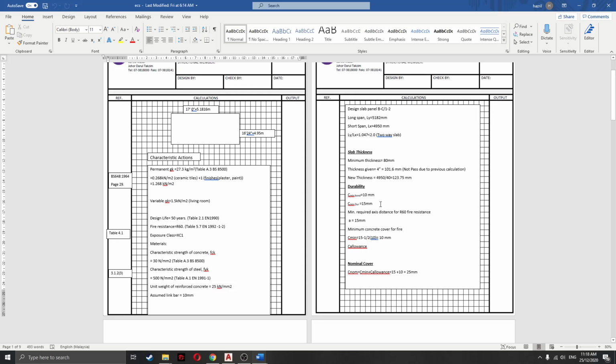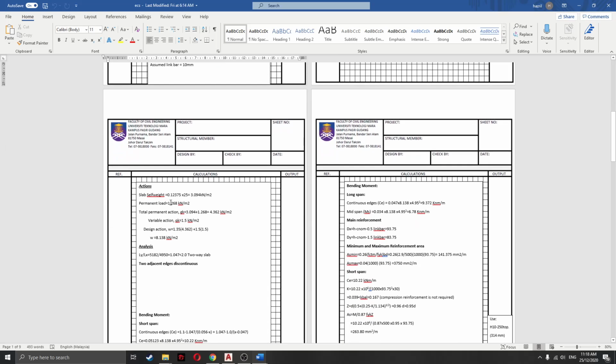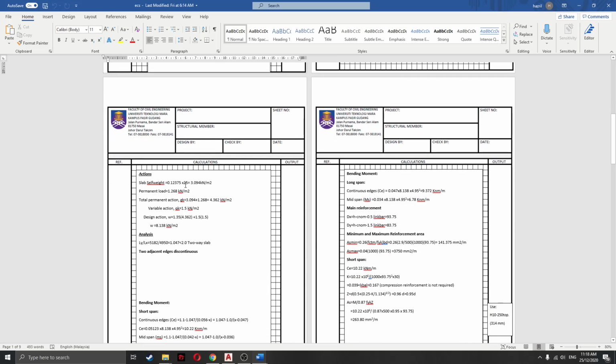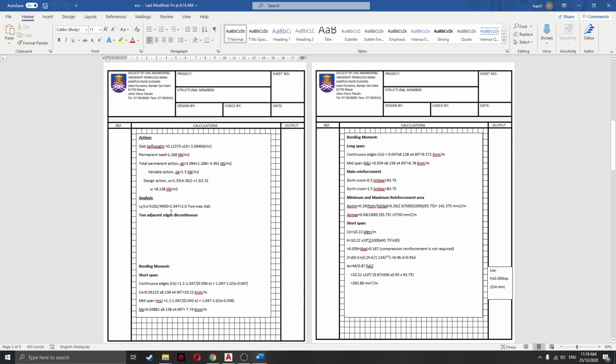For the cover, cement bond 10 mm, cement duration 15 mm. So my nominal cover is 25 mm. Action, the self weight of slab is 3.094 kilonewton. Permanent load 1.26. My W is 8.138 kilonewton per meter square.